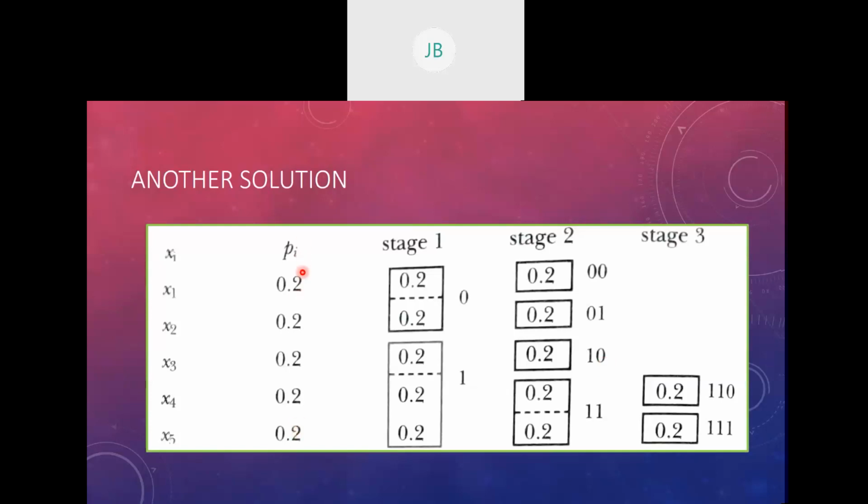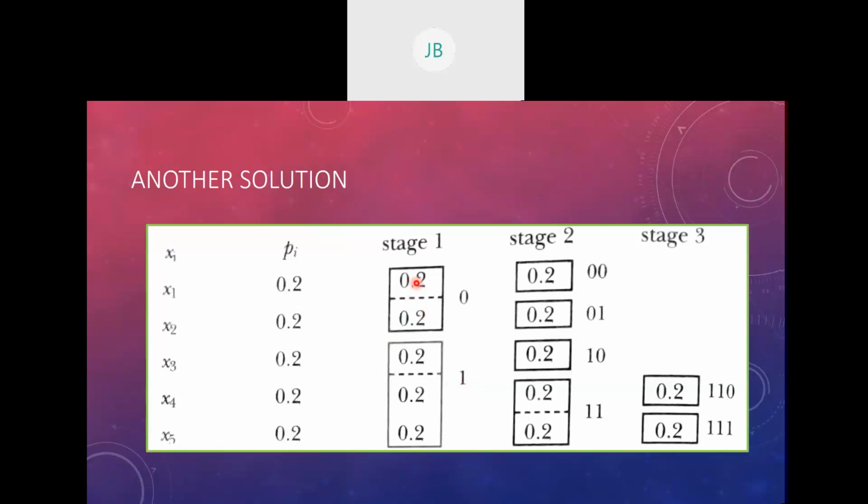Now, another solution would be to consider these two elements in one group and these three elements in another group. The earlier solution formed the first group with three elements, but now we are forming the first group with two elements. The total probability is 0.4. This probability is 0.6. They are nearly equal. I mean, we cannot do a better division than this. Okay, so the top group is assigned 0, the bottom group is assigned 1.